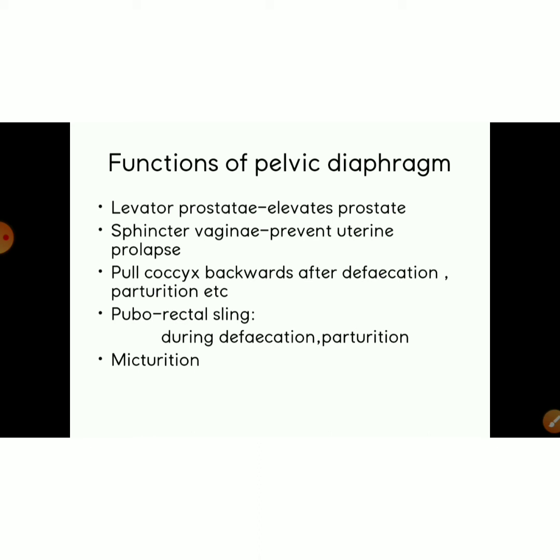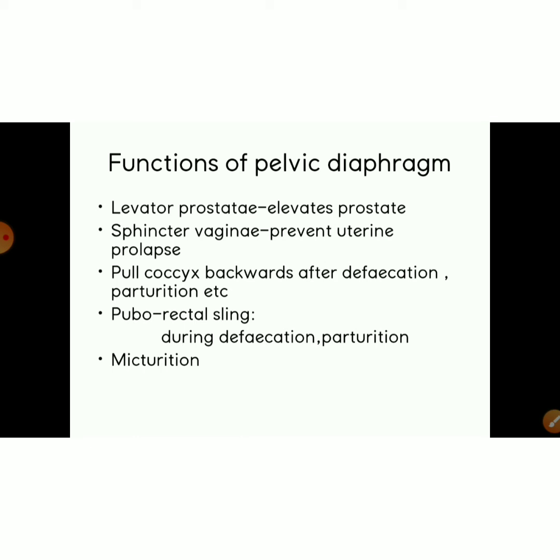Okay. And in males, the anterior fibers of the levator ani elevate the prostate. Hence, this anterior fibers of the levator ani can also be called as levator prostate. And in females, the anterior fibers will constrict the vagina and act as a sphincter vaginae. So, it will prevent the downward displacement of uterus through the vaginal canal.